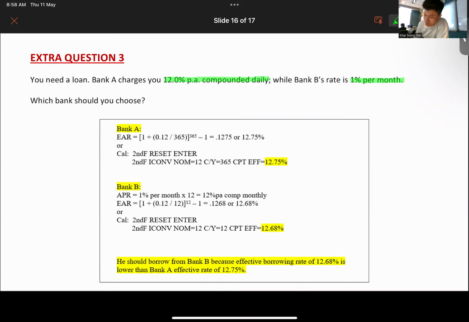First of all, for this one, can someone tell me what rate this is? 12% per annum compounded daily. Nominal rate. So what is nominal rate? APR, very good. What about this? What rate is this? 1% per month. This is called the period rate. So how do I convert to APR? 1% per month. How many months per year? 12 months. So it equals 12% per annum compounded monthly.